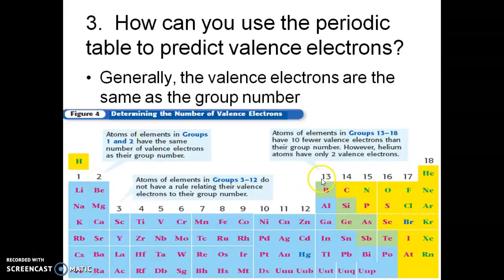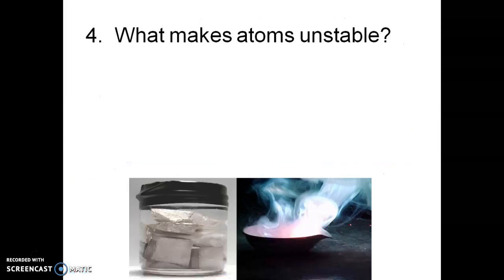If we skip over here to groups 13, 14, 15, 16, 17, and 18, the number of valence electrons matches the ones digit in the number. So group 13 has 3 valence electrons, group 14 has 4, 15 has 5, so on and so forth. Here in the middle, groups 3 through 12, unfortunately, there really is no formula for figuring out exactly how many valence electrons they have.